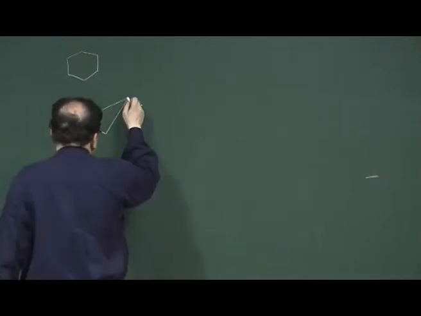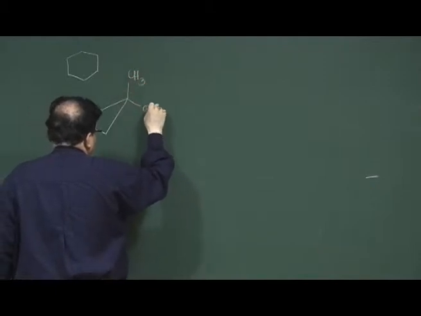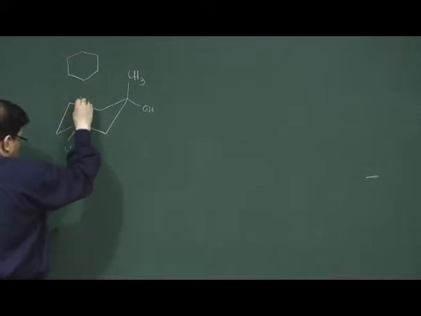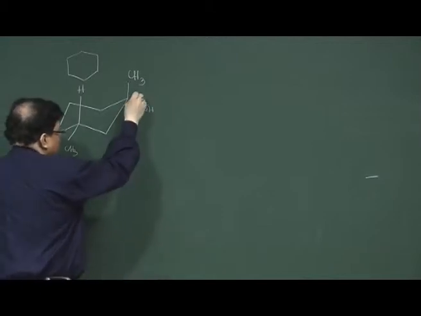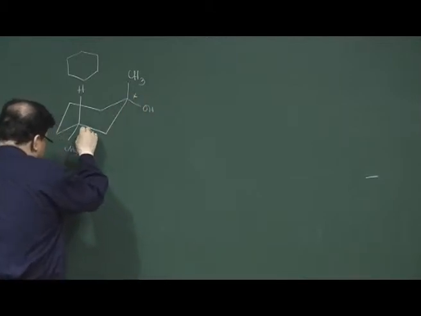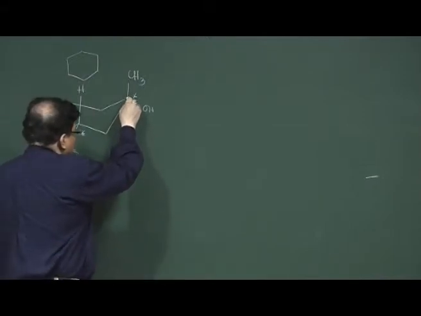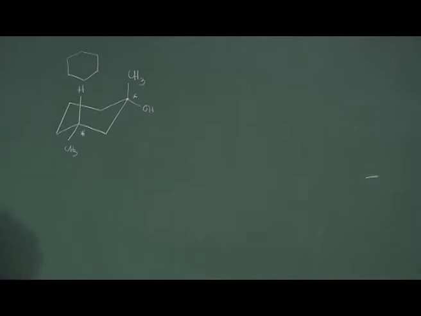And suppose there are two groups, here there is a methyl on a wedge, and suppose there is a methyl here. Now, this molecule has two stereogenic centers, one is here, another is there. And if I now ask you to find the absolute configuration of this carbon.